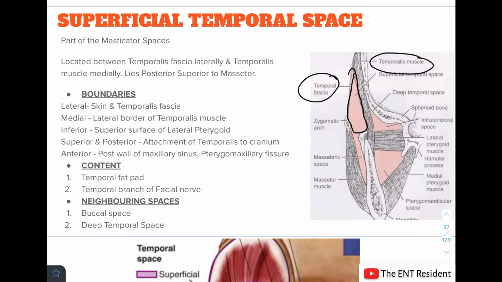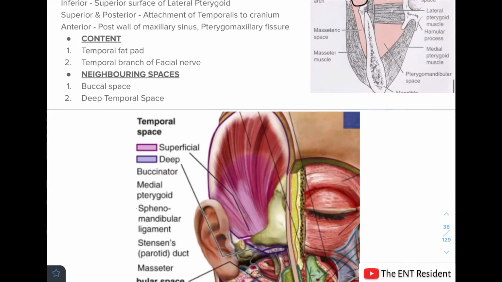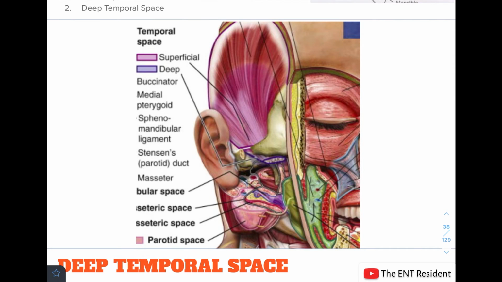It is bounded laterally by the skin and temporalis fascia, medially by the lateral border of the temporalis muscle, inferiorly by the superior surface of the lateral pterygoid, superiorly and posteriorly by the attachment of temporalis to the cranium, anteriorly by the posterior wall of maxillary sinus and the pterygomaxillary fissure. It contains temporal pad of fat and temporal branch of the facial nerve, and it communicates with the buccal space and the deep temporal spaces. So this here you can see is a superficial temporal space.